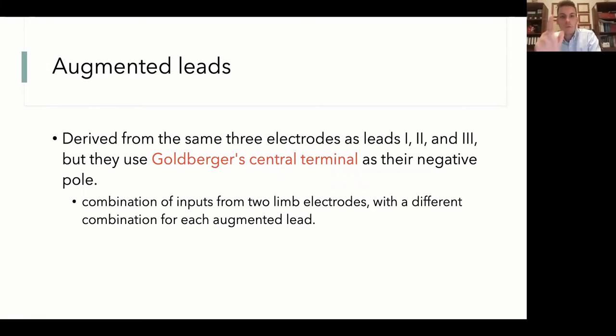Now, we said that augmented leads are derived from the same 3 electrodes, but they use the Goldberger central terminal as their negative pole. You saw that in leads 1, 2, and 3, we use on the one side the negative pole, on the other side the positive. These use the Goldberger central terminal as their negative pole and measure their activity accordingly.